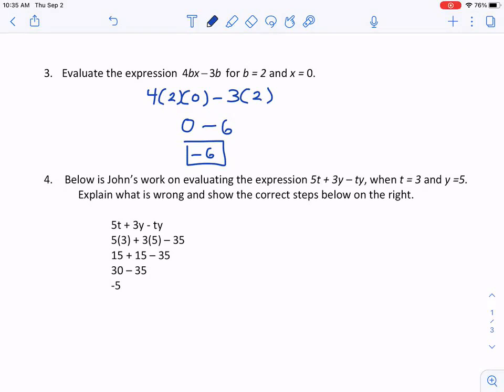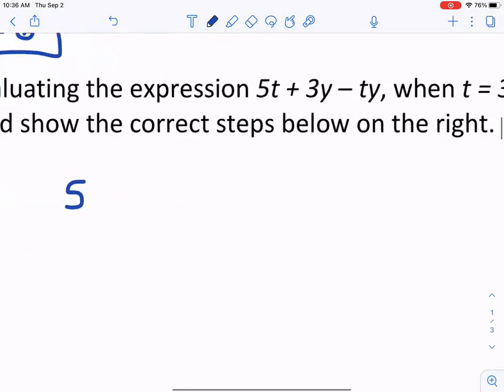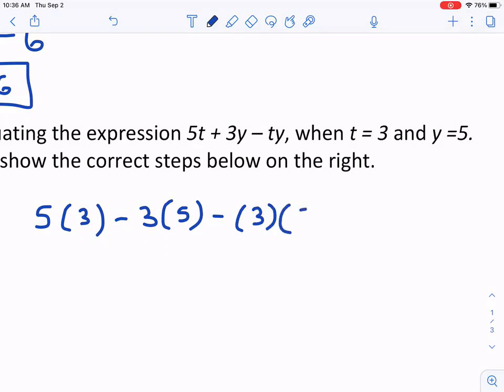All right, for the second one, whenever I see these "explain what's wrong with the problem" questions, I always like to just approach it, try and do it yourself because you seem to know what you're doing, and then see where your work is different than the person's work. So we have 5t, our t is 3, so 5 times 3 minus 3y, so 3 times 5, minus our t, which is 3, times our y, which is 5.